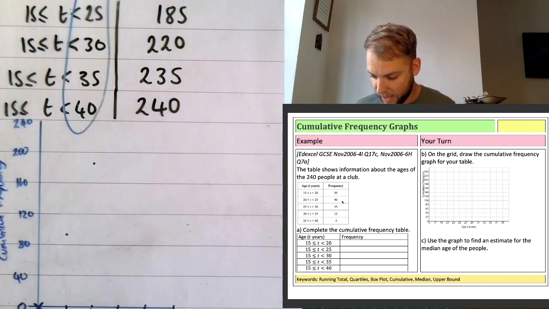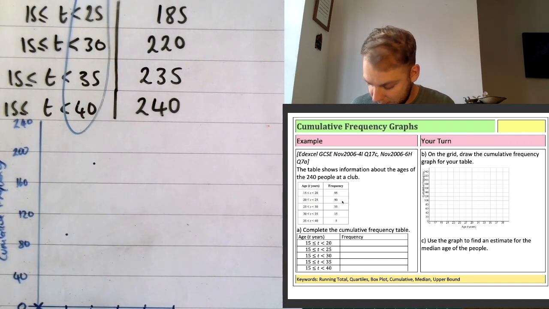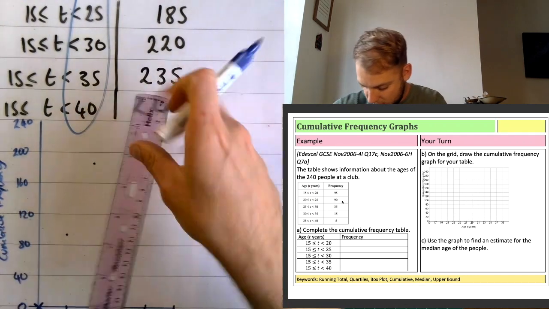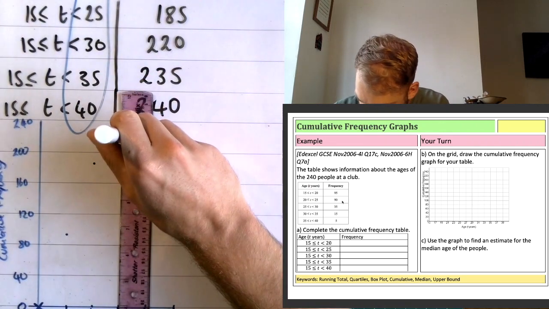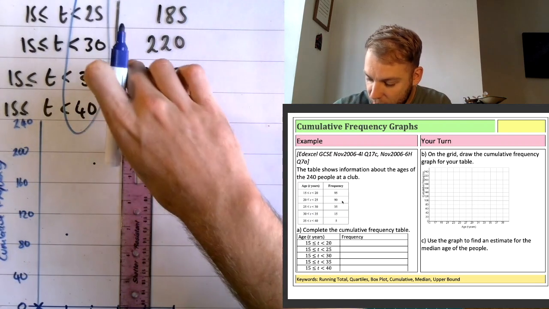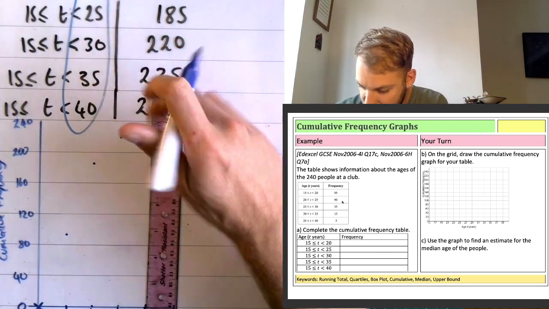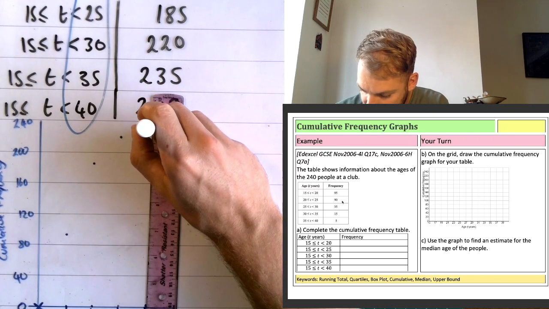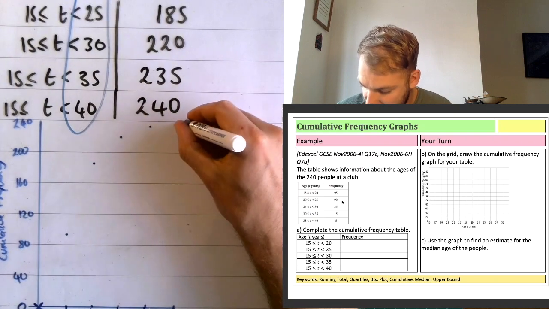Brilliant. Okay. The next one's going to be 30 and 220. So 30, 220, which is there. Next one we've got is 35 and 135, which is going to be roughly about there, just before we get to that one. And the last one is 40, 240, which is there. Okay.